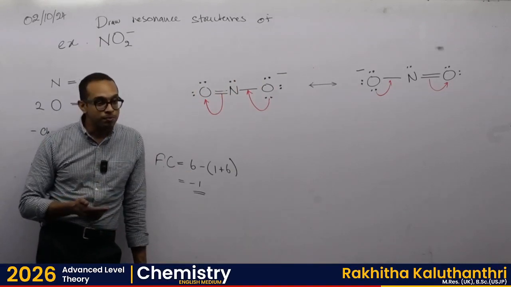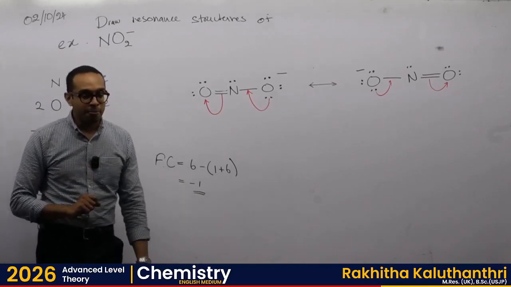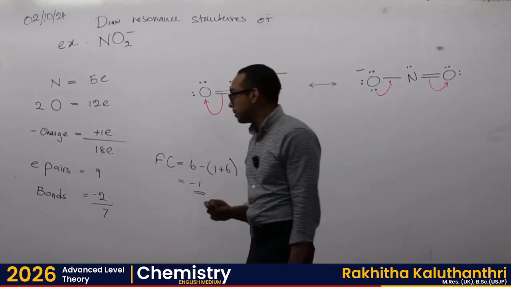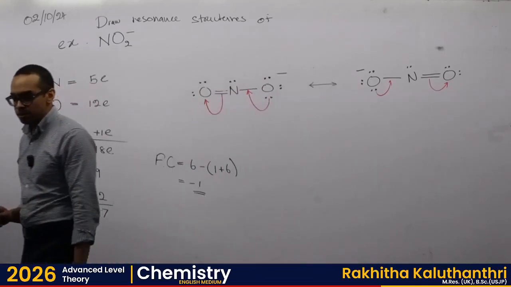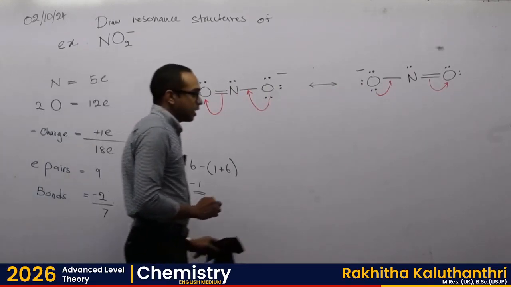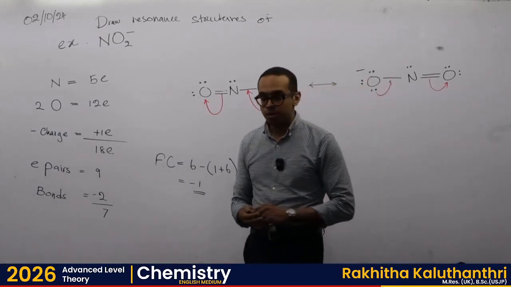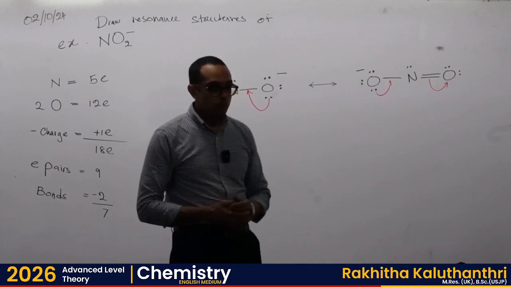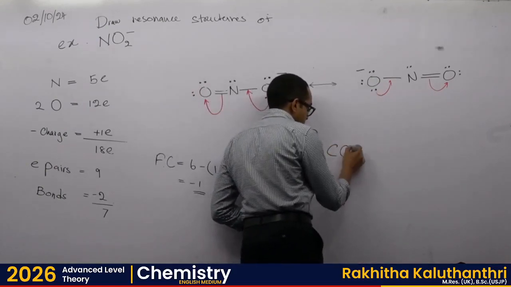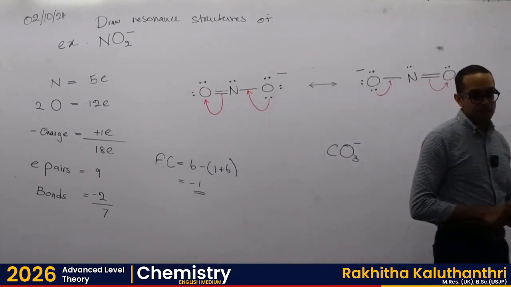Is it understood now? We'll do one final example and then after that I will move on to another part. Write down, draw the resonance structures for the carbonate ion. Draw the resonance structures for the carbonate ion. CO3 1 minus.